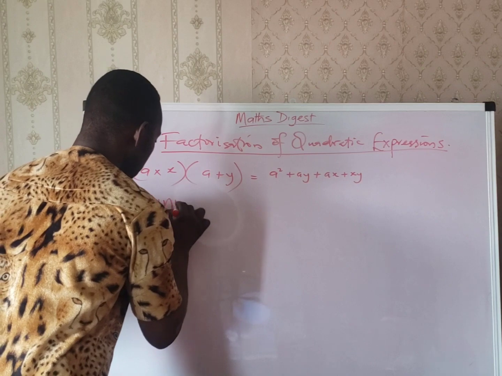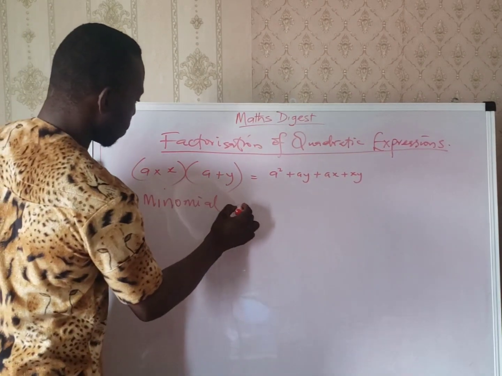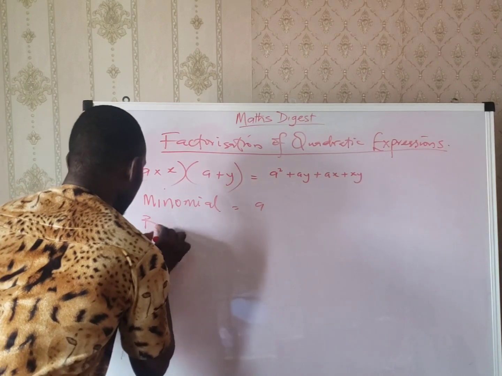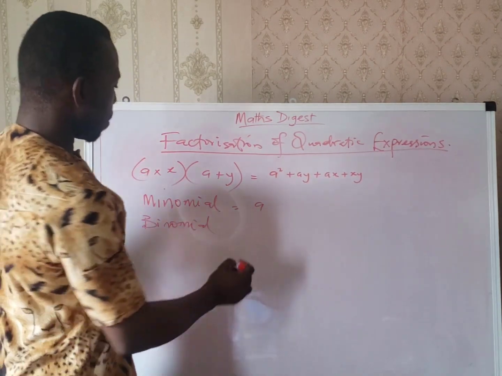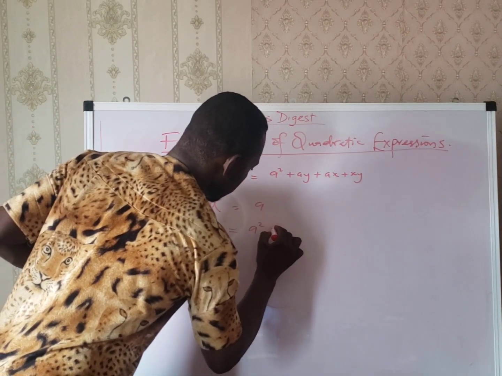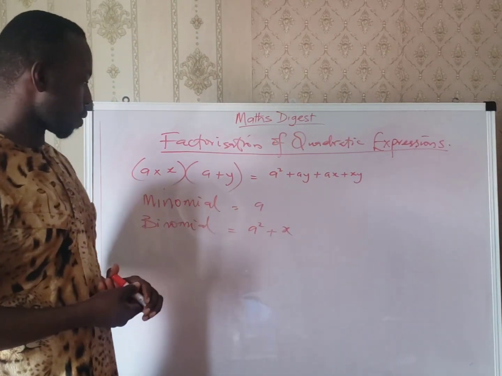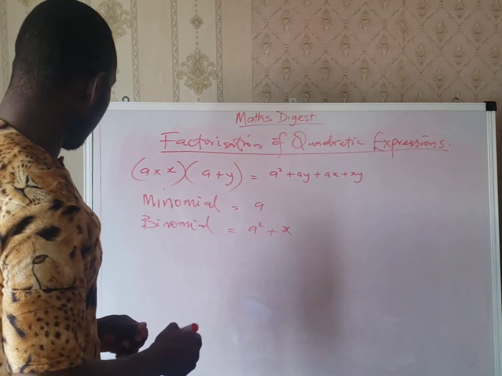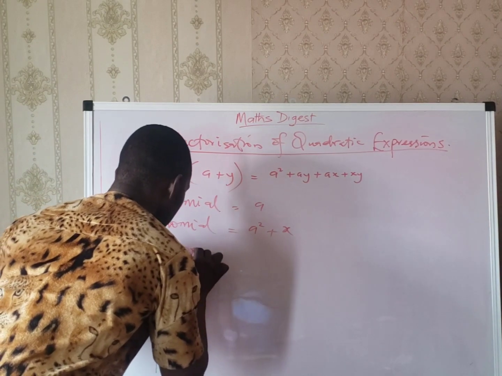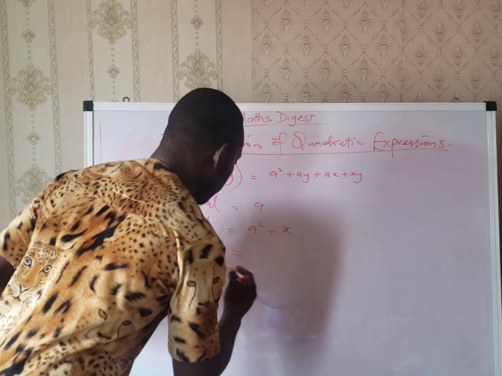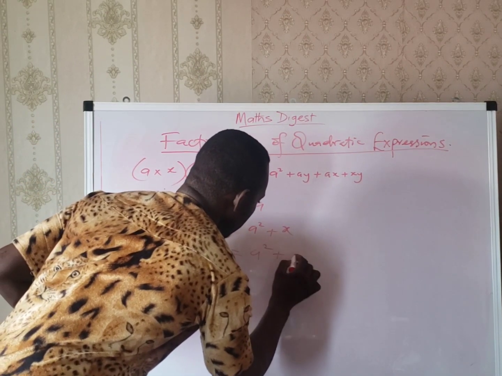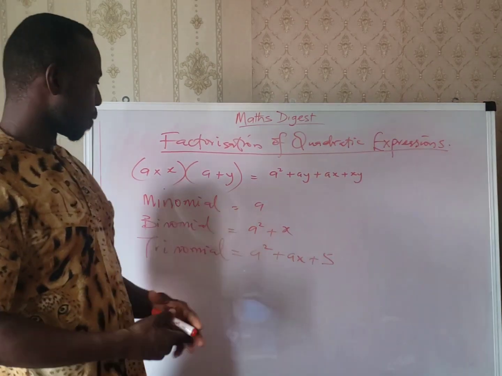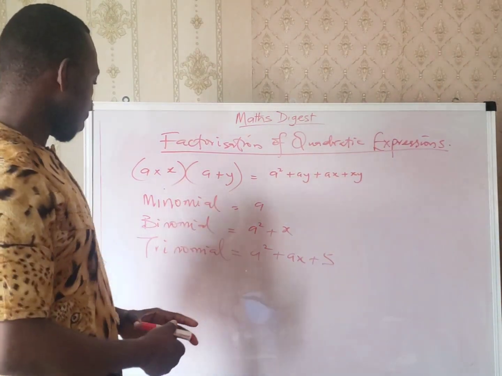Now, this expression can either be binomial, in the sense that you have maybe a squared plus x, or you can have it to be trinomial, where you have three terms. You can equally have polynomial.